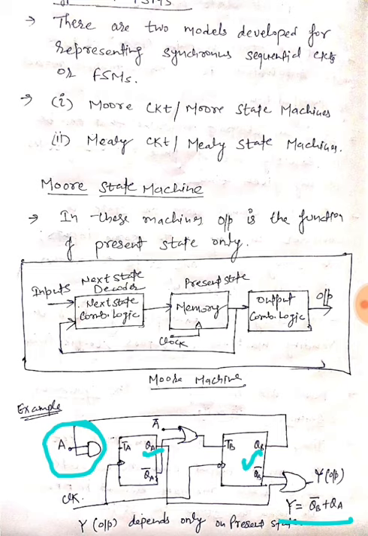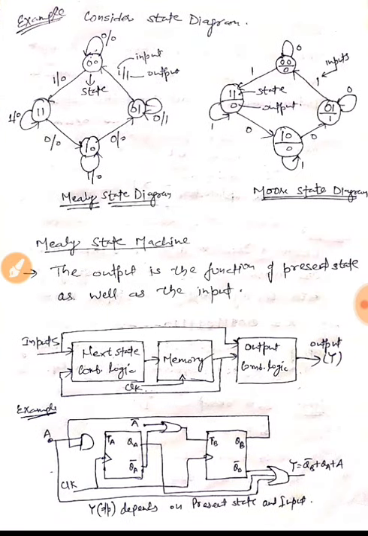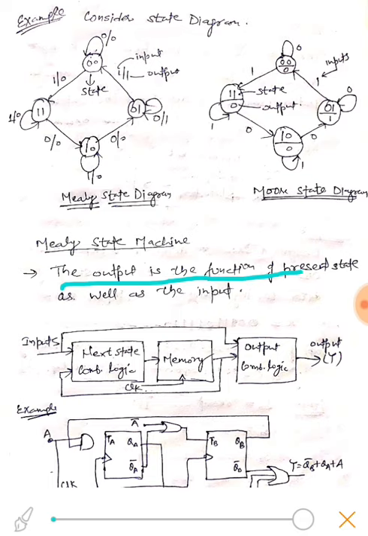Okay, now let's move to the Mealy machine. So in a Mealy machine, the output is a function of the present state as well as the input. The output depends on both the values of the present state and the input as well. So here we have the diagram of a Mealy machine.